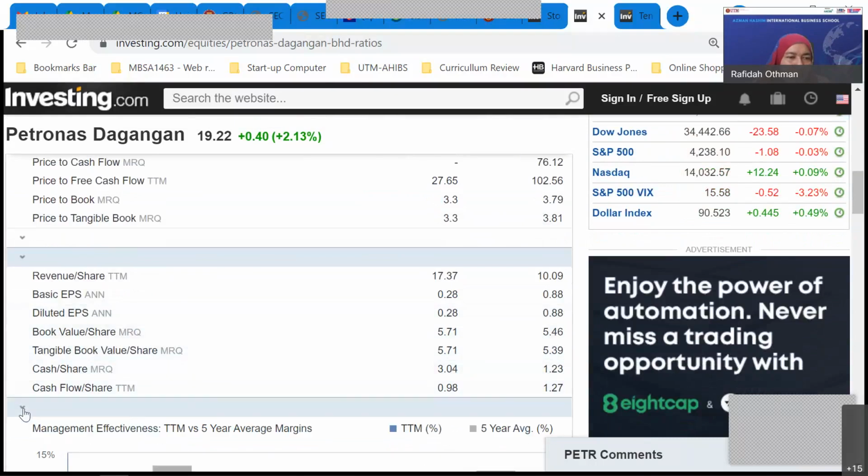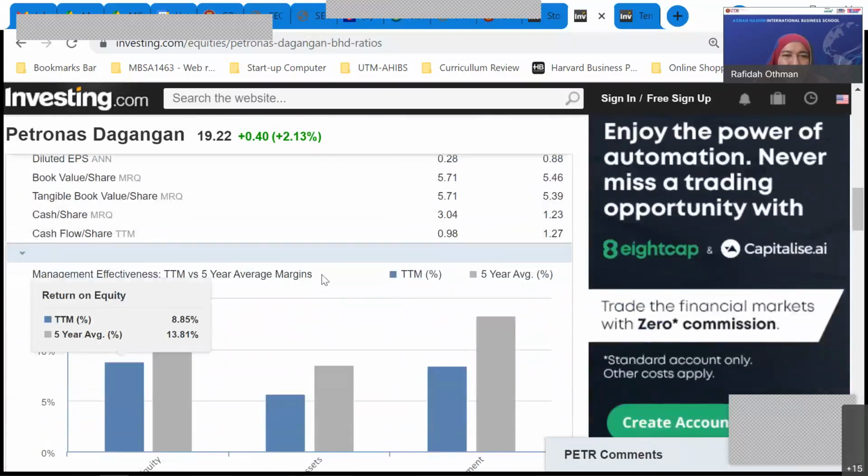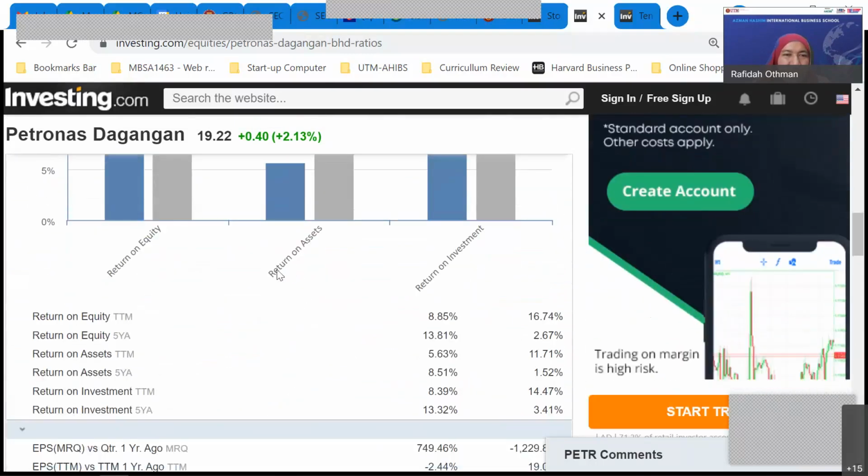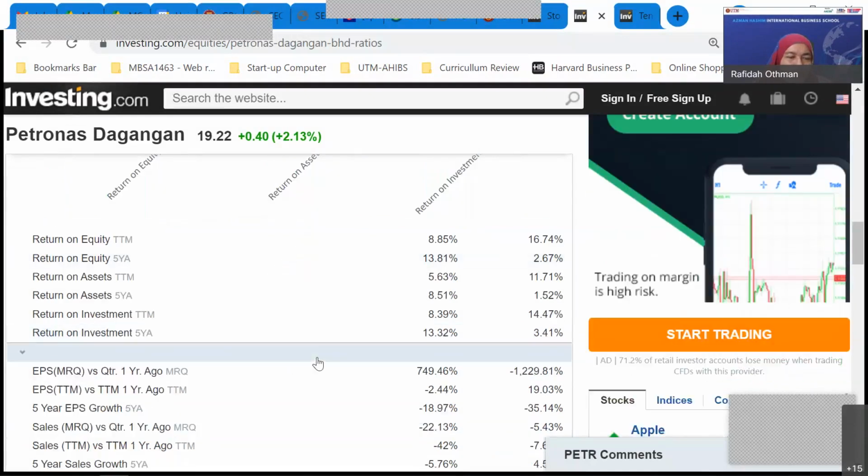Anything else? Management effectiveness. So this is management effectiveness. You're talking about return on asset, return on equity, ROE, right? So 13.81. If you have the ROE and you know the dividend payout ratio, you can calculate the G. And this is how you find all this information.